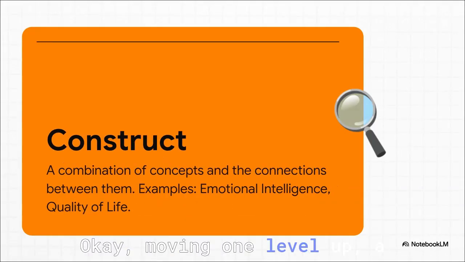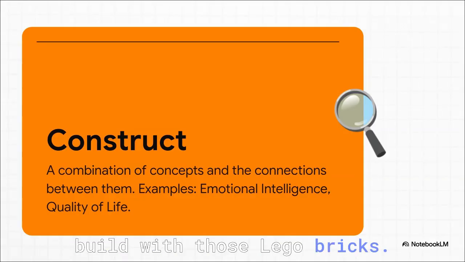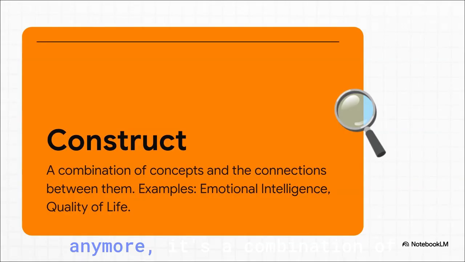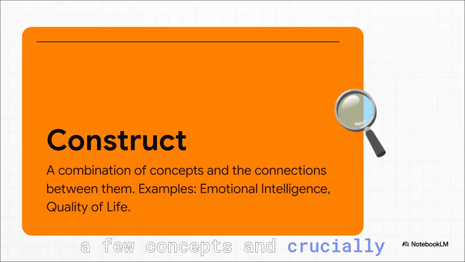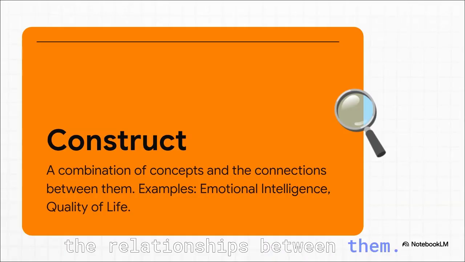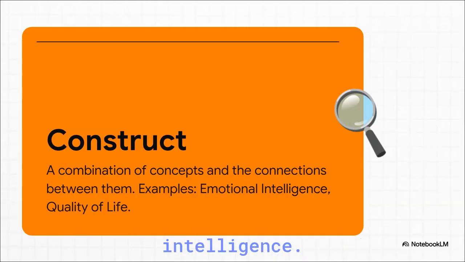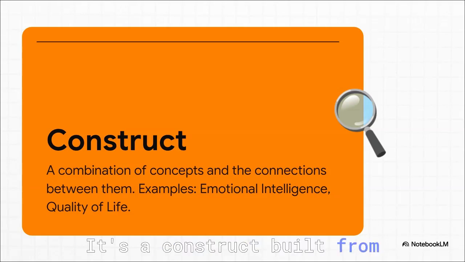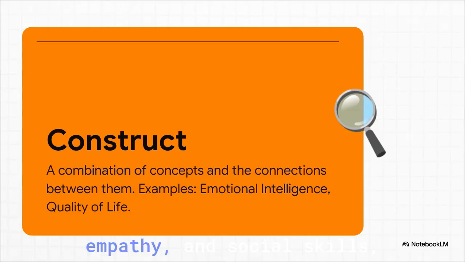Okay, moving one level up. A construct is what you start to build with those Lego bricks. It's not just a single idea anymore. It's a combination of a few concepts and, crucially, the relationships between them. Think about emotional intelligence. That's not just one thing, right? It's a construct built from concepts like self-awareness, empathy, and social skills, all linked together.